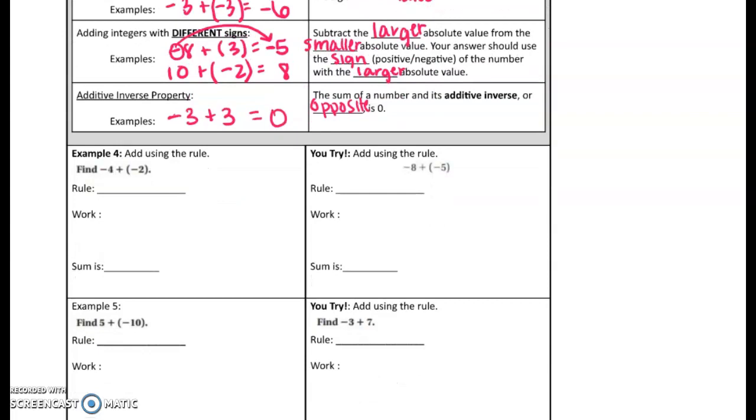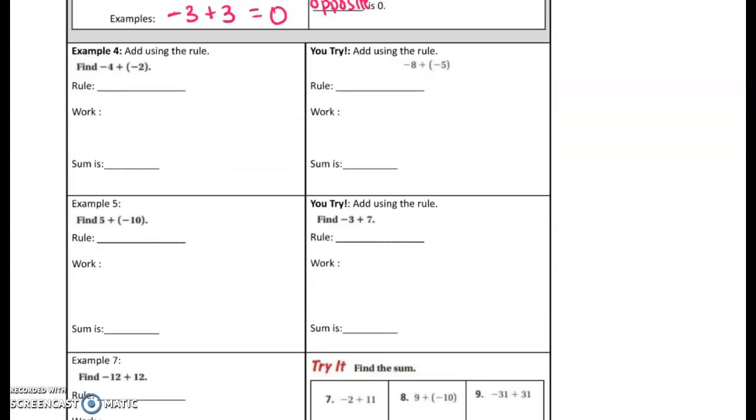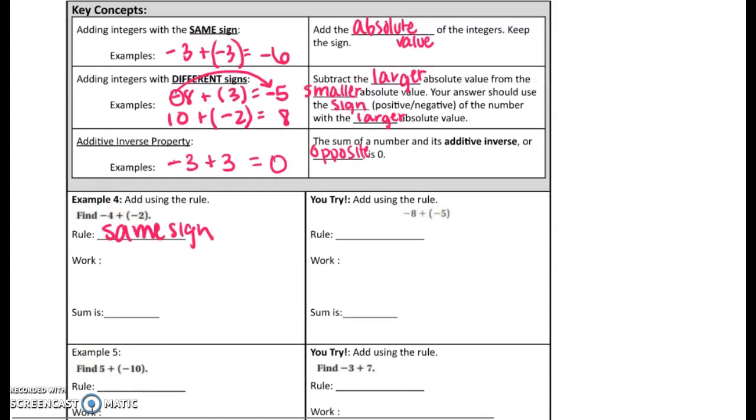All right, so let's look at the examples. Negative 4 plus negative 2. These are both negative, so they're the same sign. We are going to use the first rule right here, and it says that we add the positive versions of both of those. So 4 plus 2 is 6. And then we keep the sign of our numbers. Since they were both negative, we keep our negative.